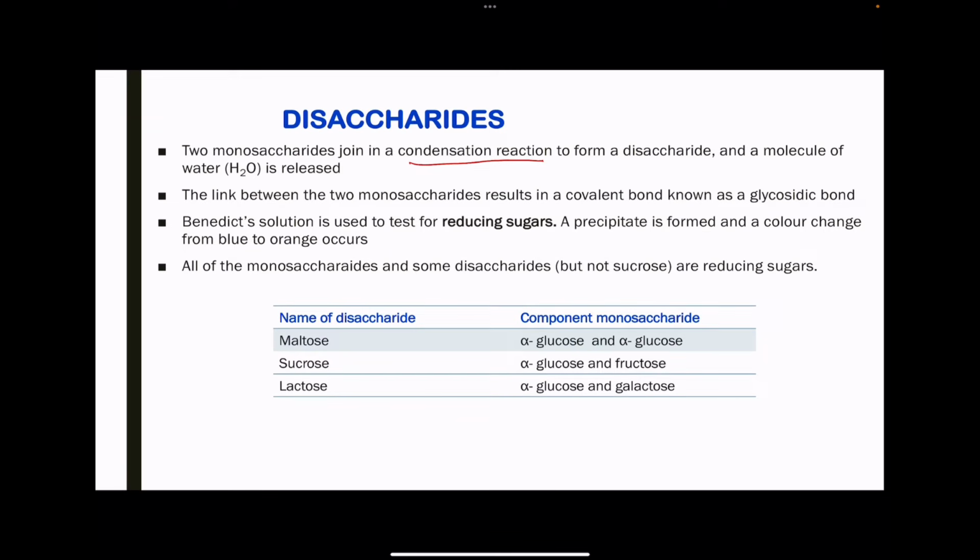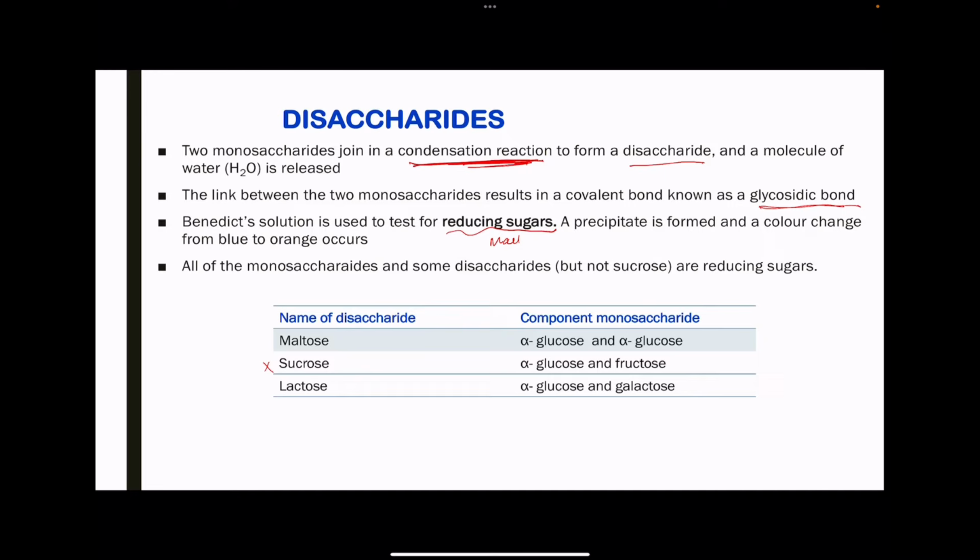Moving on to disaccharides. When two monosaccharides join in a condensation reaction, meaning loss of water, a disaccharide is going to be formed and a water molecule is going to be released. The link formed between the two monosaccharides results in a covalent bond known as a glycosidic bond. We'll talk about that a little bit later. Benedict's solution is used to test for reducing sugars, and as you know, all monosaccharides and some disaccharides are reducing sugars. Sucrose is not a reducing sugar.